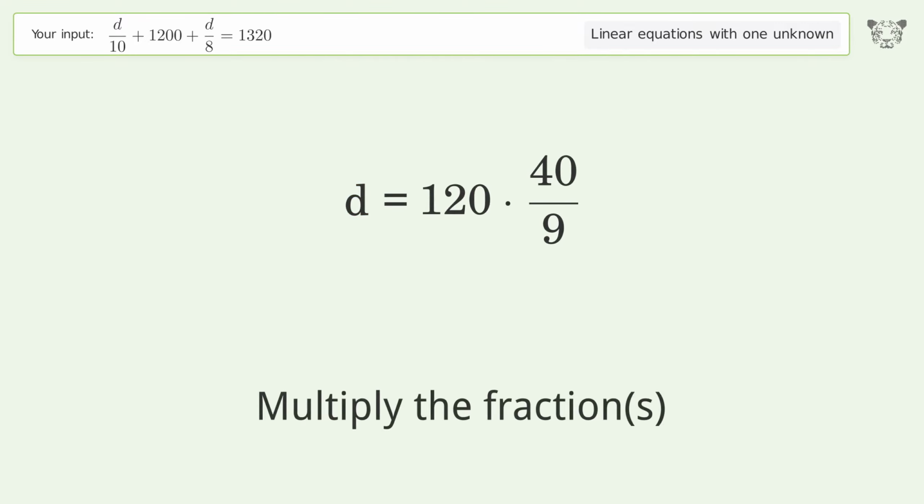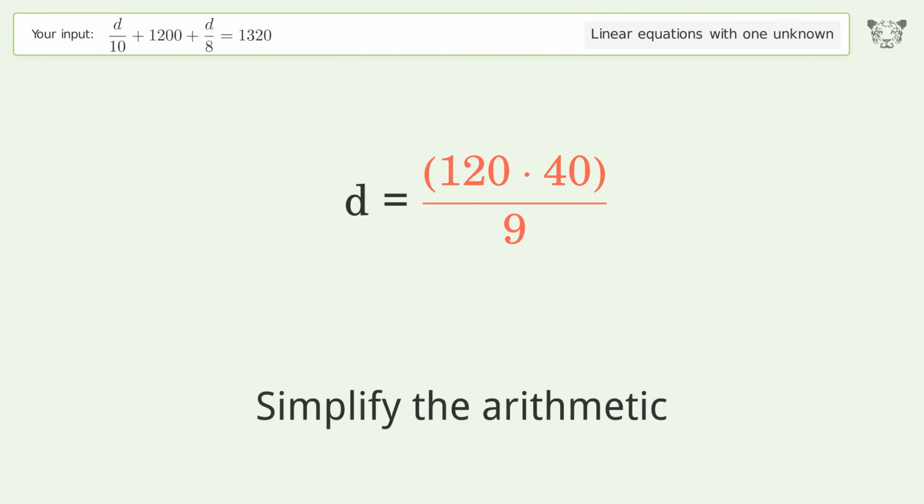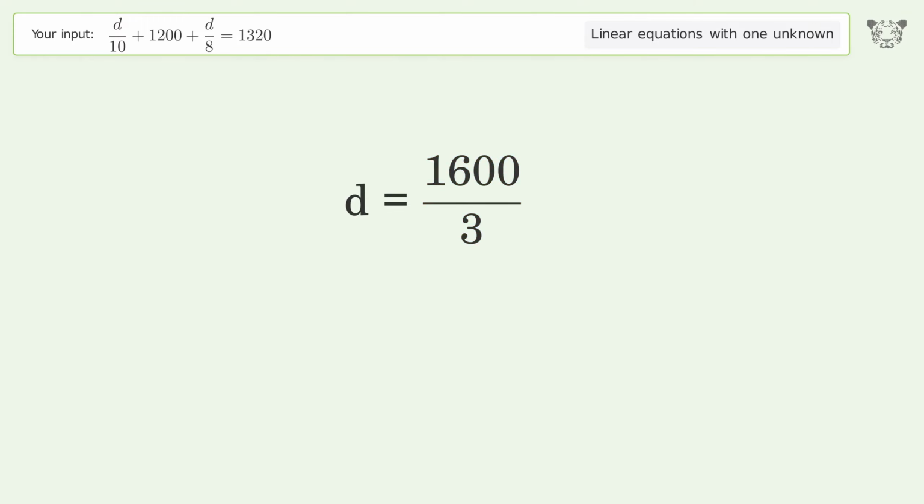Multiply the fractions. Simplify the arithmetic. And so the final result is d equals 1600/3.